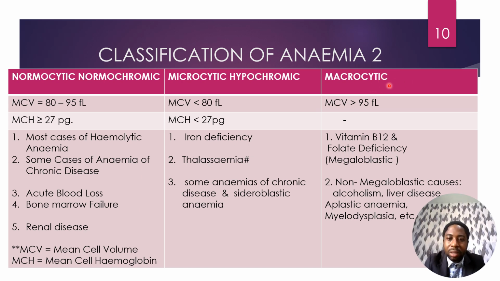Then lastly, we have macrocytic anemia. A macrocyte is a bigger red cell, a red cell which is larger than normal. So in macrocytic anemia, the MCV is greater than 95 femtoliters. And we have 2 major types of anemias under macrocytic anemia. We have the megaloblastic anemia. Megaloblastic anemia simply means we have megaloblasts in the bone marrow, and they arise from vitamin B12 deficiency or folate deficiency, and also the use of some medications, some anti-cancer medications, can all result in megaloblastic anemia.